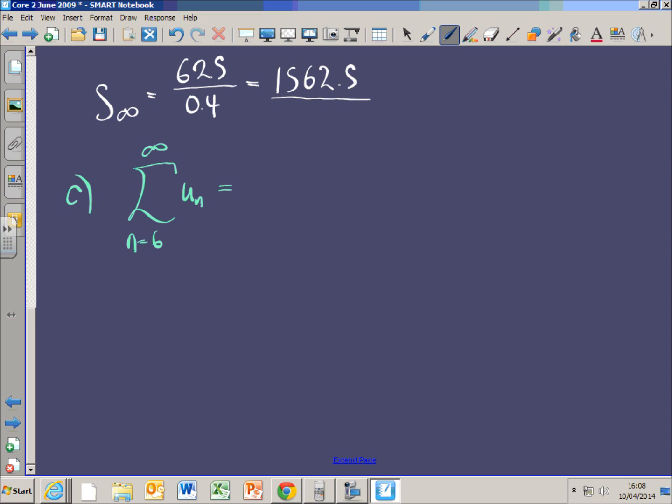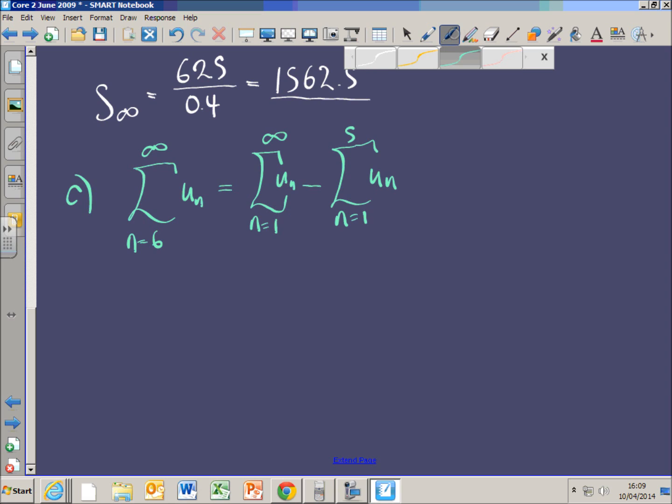And this is the same as, if you think about it for a little bit, the sum of all the terms in the sequence from the first term to the infinite term, take away the sum of the first 5 terms. Is that true? Just look at that and make sure it's true. The sum from the 6th to the infinite term in the sequence is the same as all of the terms in the sequence, take away the first 5. Is that true? Okay. Now we've already worked out the sum of the infinite terms in the sequence.